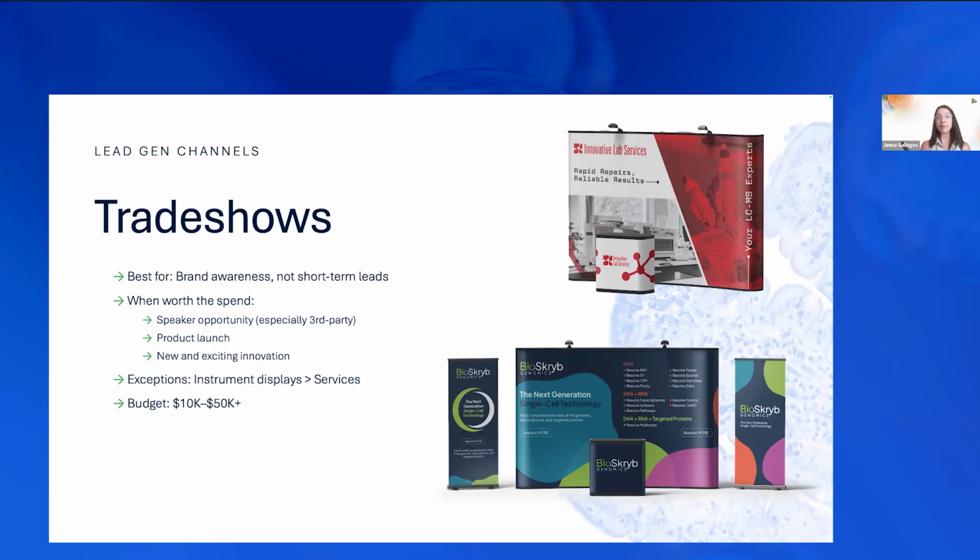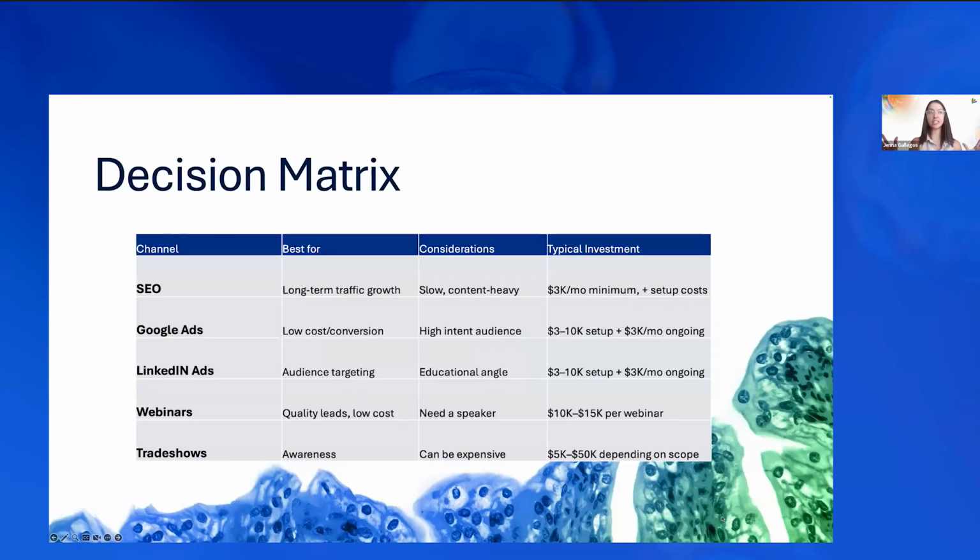I'd say the mean is somewhere between $10,000 and $50,000. Obviously, they can go up hugely from there, particularly if we're talking about AGBT. Okay, so quick decision matrix, putting it all together.